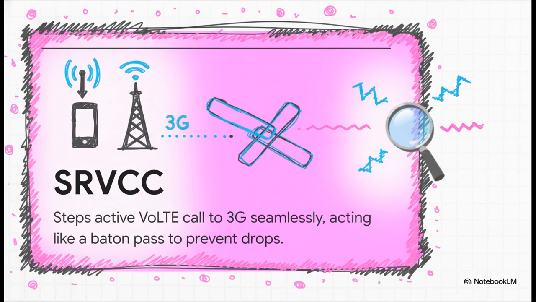They invented Single Radio Voice Call Continuity, or SRVCC. This is an incredibly sophisticated process that detects the exact moment your 4G signal is fading during an active call, and it dynamically triggers a handover to a 3G network. It literally packages up the active call, translates it from data packets back into a traditional circuit, and hands it off to the 3G tower. It acts exactly like a baton pass in a relay race. And when it's executed perfectly, you, the user, hear absolutely nothing. The conversation just continues seamlessly.